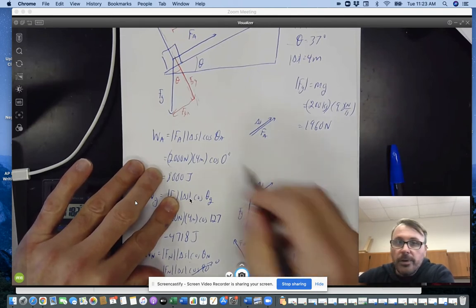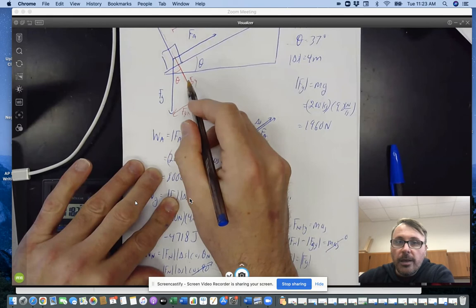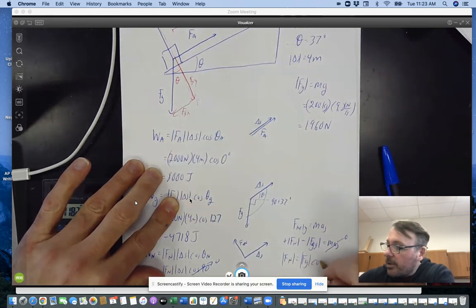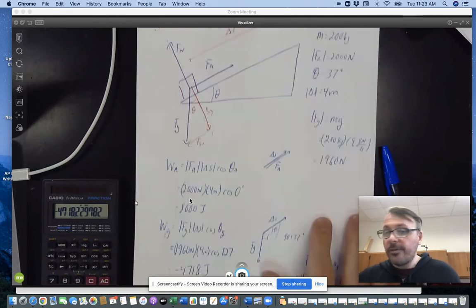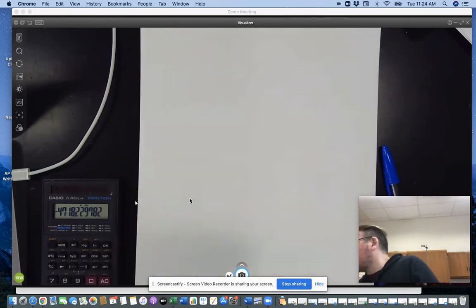In this case, if we look at the triangle there, FGY is on the adjacent side. So FG cosine of that angle. So I put in my 1960 times the cosine of 37, and I would find out what that number is if I needed it. I don't need it. All right. And so here we go. Let's continue with this problem.